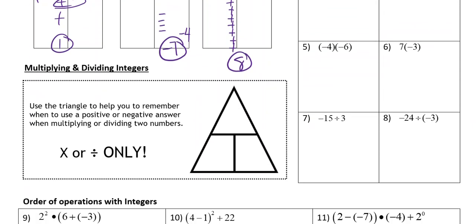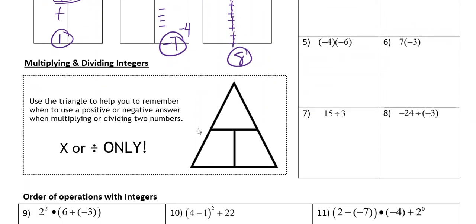Alright, so let's look at multiplying and dividing integers real quick. This is where you use the triangle. Multiply and divide as usual, but positive float to the top and negative sink to the bottom. And we'll do some examples with that.